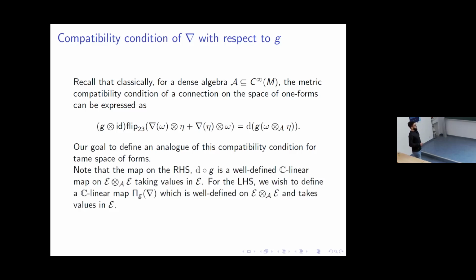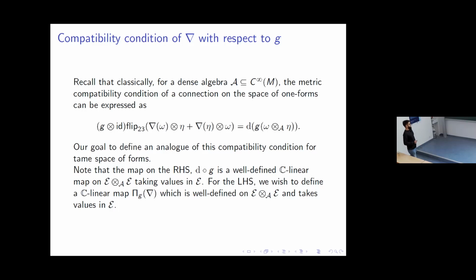So now note that for the right hand side, G composed is a very well defined C-linear map on E tensor E taking values in E, and it really has nothing commutative going on. Even in a general non-commutative setting, this is very well defined. So we want to make a general formulation of what is on the left, and we see that this expression depends on nabla, G, and its inputs are omega comma eta. So what we wish is to define a map pi G nabla, depending on nabla and G, which should be well defined on E tensor E, that is on omega tensor eta, and it should take values in E.